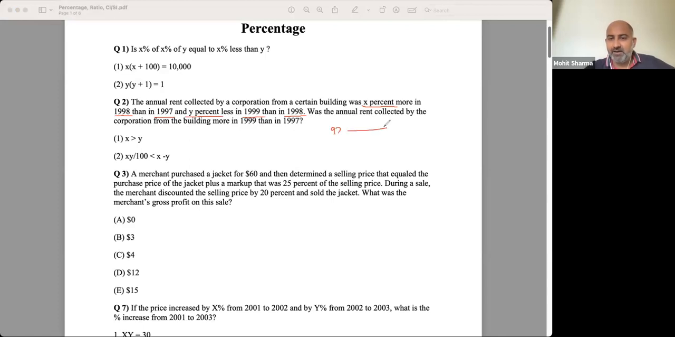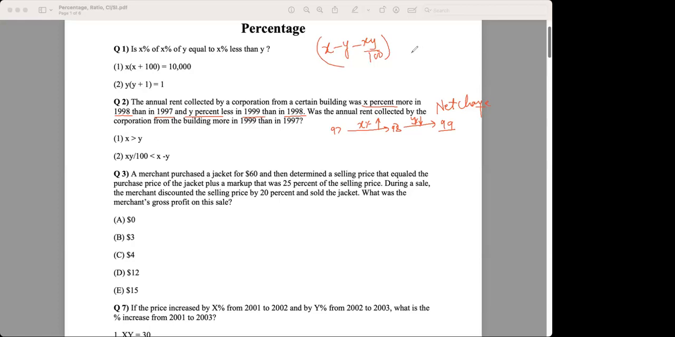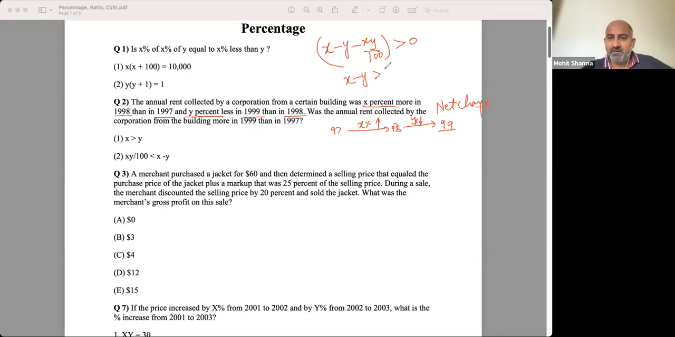So 97 to 98, it was X% up. And then 98 to 99, it was Y% down. What we need is the net change from 97 to 99, whether it was positive or negative. That's all we need. So what we need is X minus Y minus XY upon 100. This is the net change, right? Is it greater than 0? That's what we're checking. So is X minus Y greater than XY upon 100? That's all we are checking.